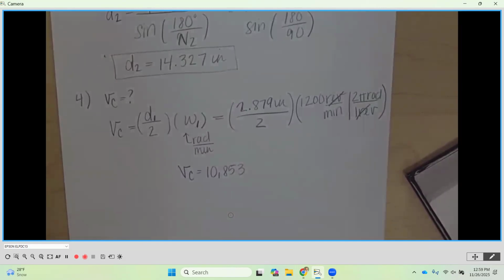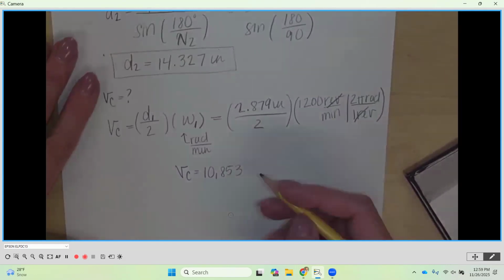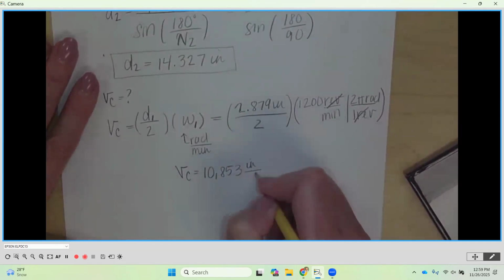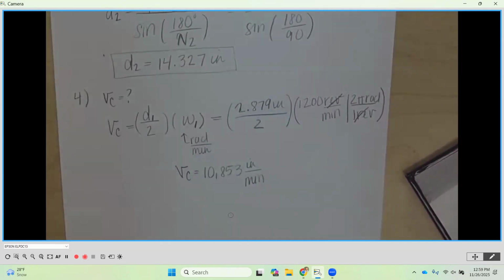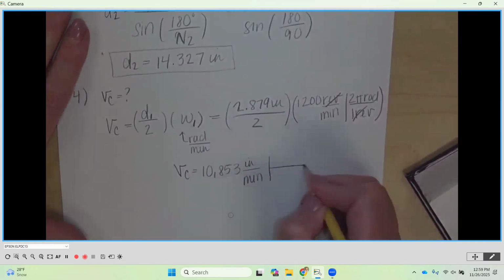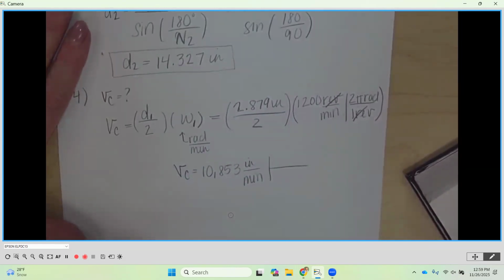Yeah, 1,200. That's what I got. Yeah, I got that too. Oh, I see. Yeah. And that's going to be in inches per minute, right? Inches per minute. Then we need to get this into feet per minute, okay?